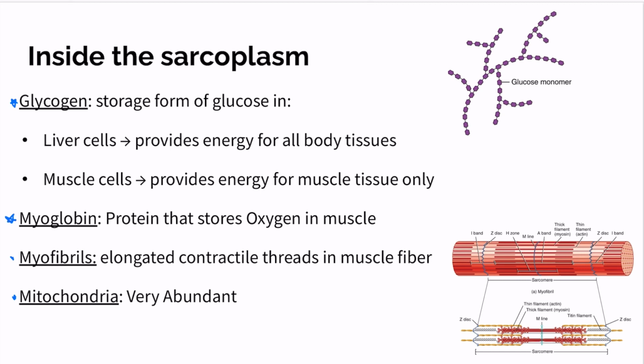Myoglobin. Sounds a lot like hemoglobin, but again, myo means muscle, so it's found in muscle. And it does the same thing as hemoglobin. It's going to store oxygen, except that it's found in muscle now. And then we have glycogen. Glycogen, if you can remember from general bio, is our storage form, long-term storage of glucose. And in our muscle cells, it provides energy for our muscle tissue.